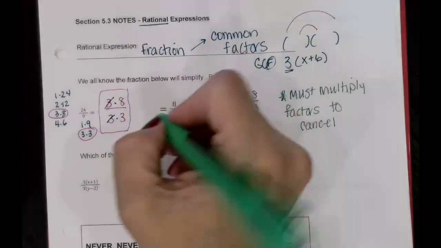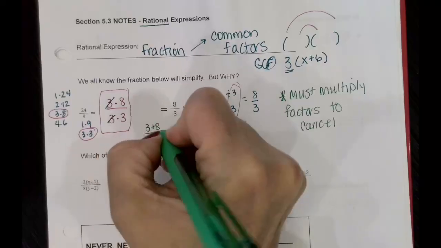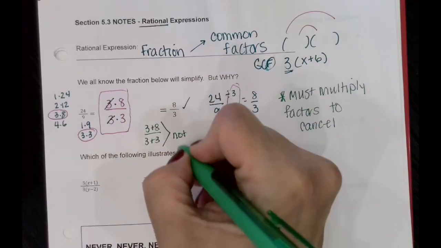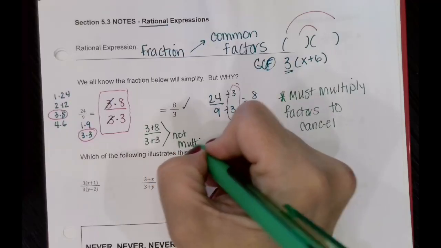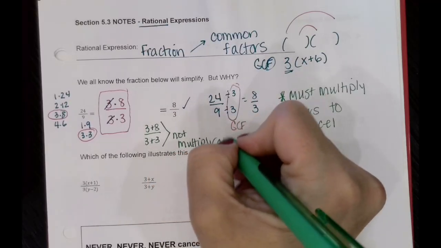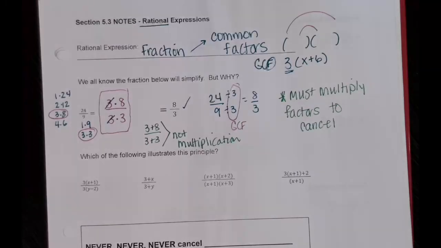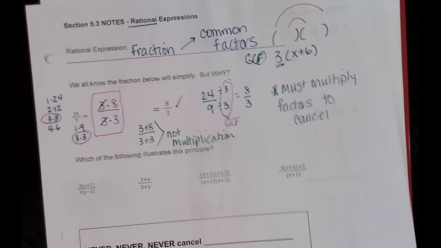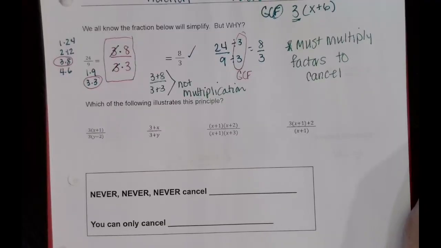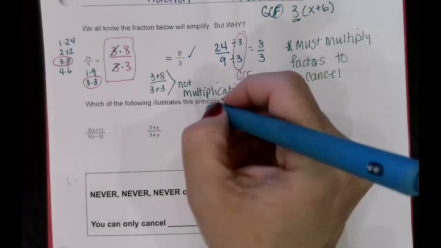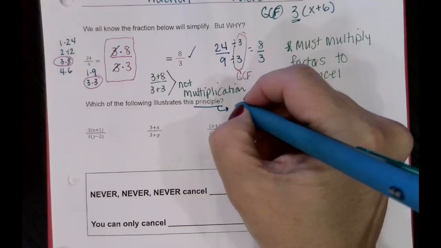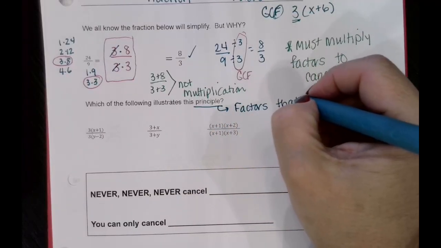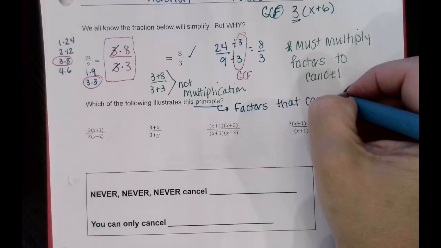So what that means is if this was 3 plus 8 and 3 plus 3, this right here is not multiplication. Okay, so this would be an example of how it would not factor. So this little section here says, which of the following illustrates this principle? And this principle here is that we have factors that cancel. That's the principle that it's asking us to validate.